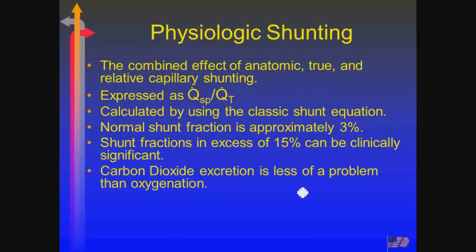So total amount of shunting present we can express as this Qs divided by Qt. And we use the classic shunt equation to derive this. And we know when we get about 15% shunt, we get a significant reduction in oxygenation. Carbon dioxide is less of a problem, even though I don't have as many alveoli participating in gas exchange. Given the fact that carbon dioxide is 20 times more diffusible, it's not as much of an issue.